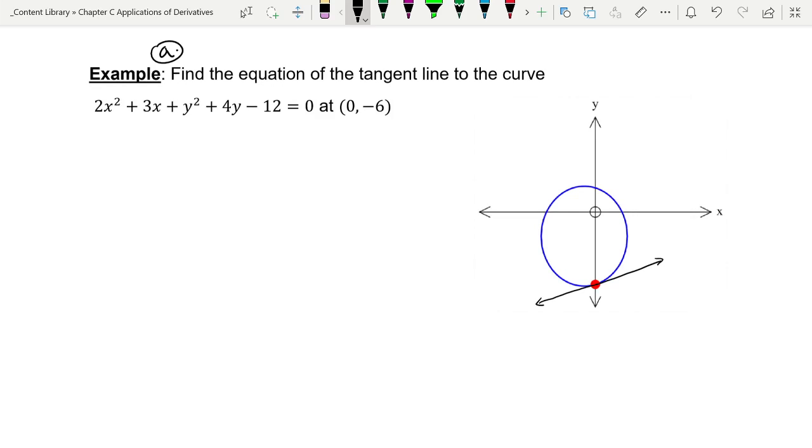So how are we going to do that? We're going to use implicit differentiation. Why? Because it would be very difficult to isolate this equation for y. So here we go. We would like the derivative with respect to x for this entire equation. That means both sides of it.